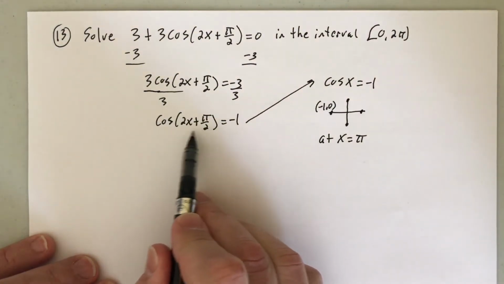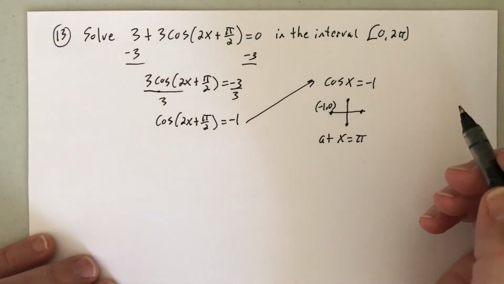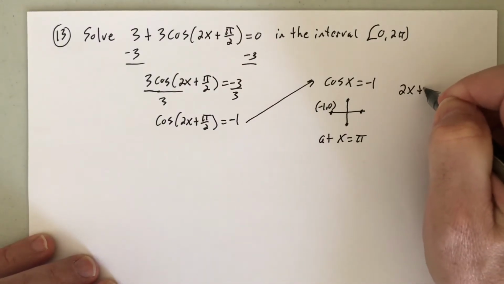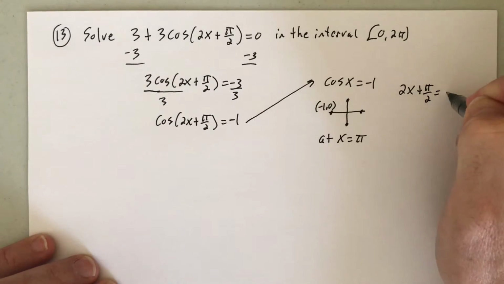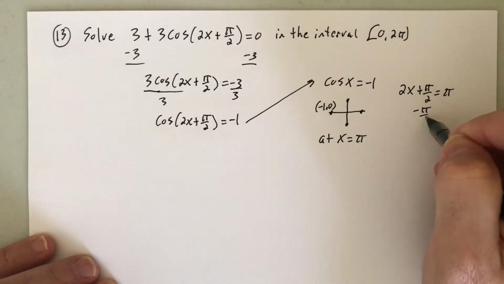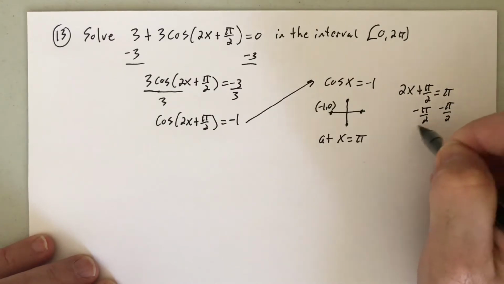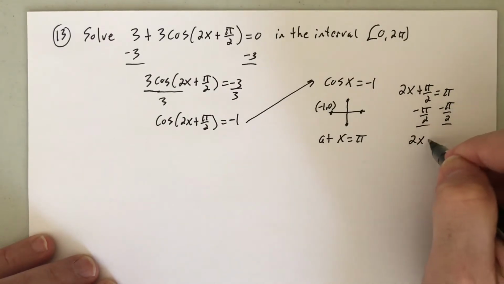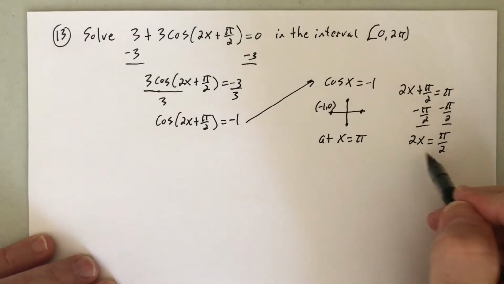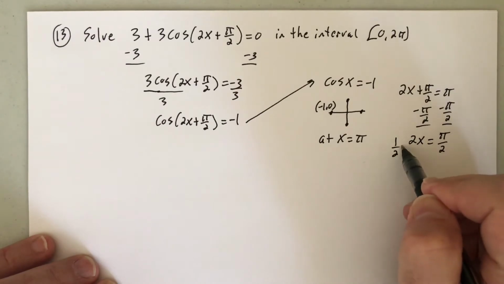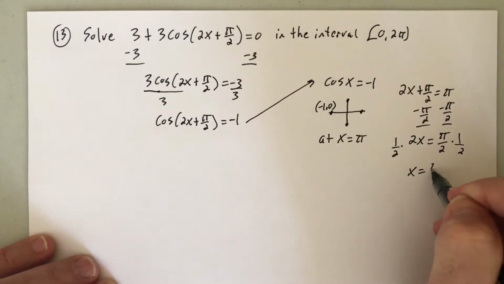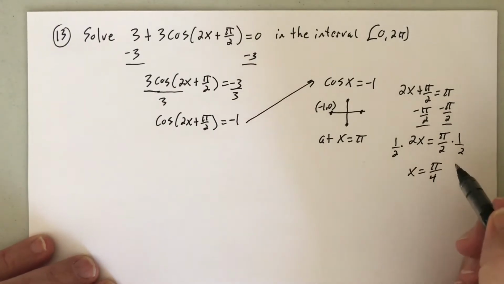We have to deal with this phase shift here. So I'm going to go ahead and take that phase shift and set that equal. So I got 2x plus pi over 2 is equal to pi. And I'm going to go ahead and solve that. So I'm going to subtract pi over 2. And I get 2x is equal to pi over 2. And then you could divide by 2, which is easy to multiply by the reciprocal. And then when I do that, I get x is equal to pi over 4.